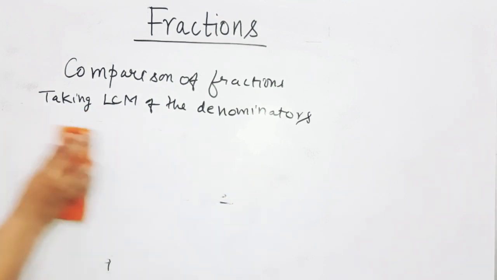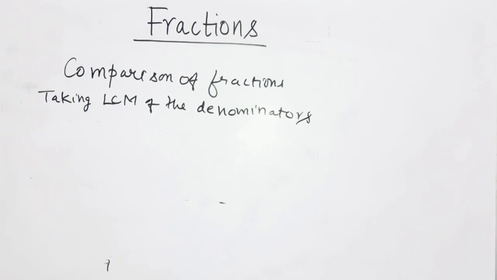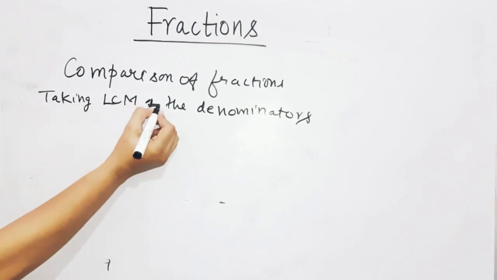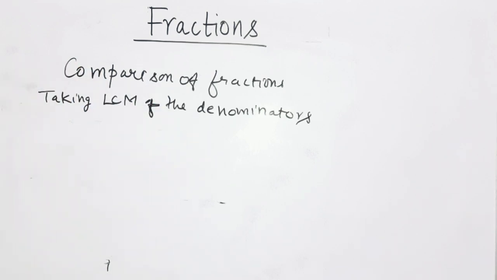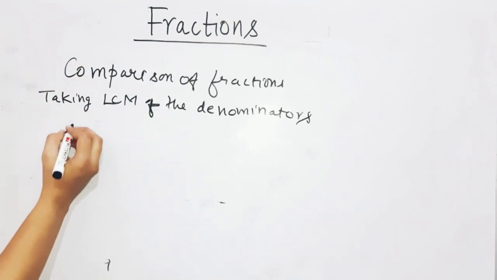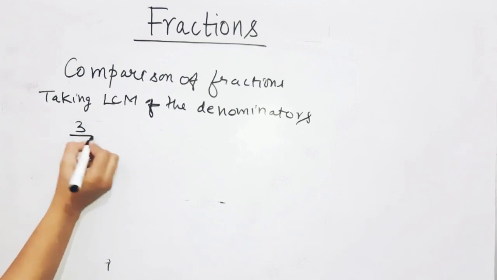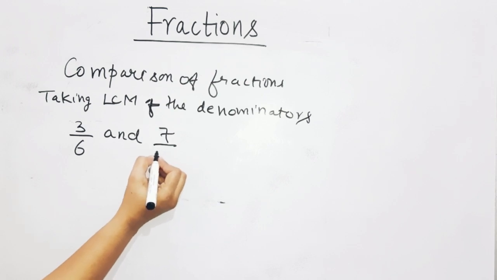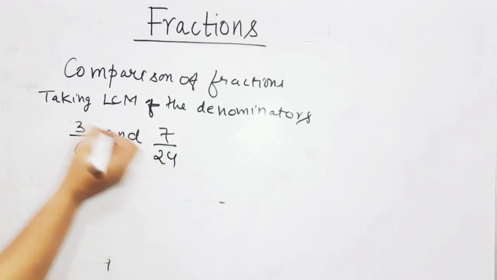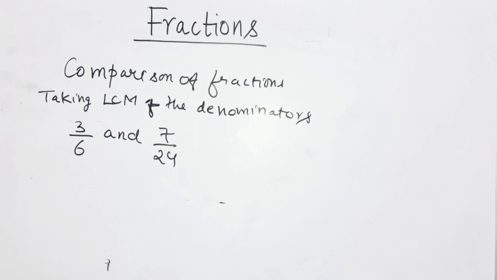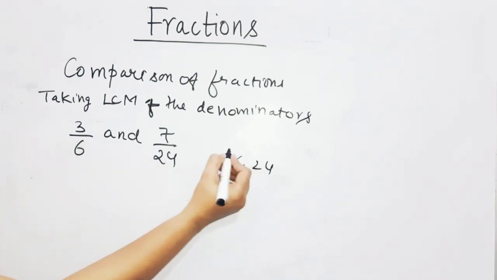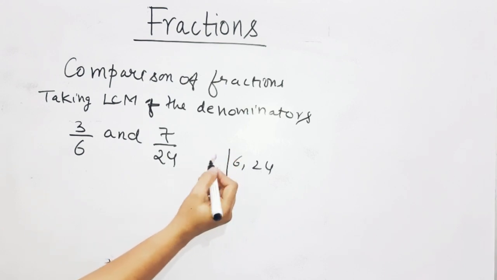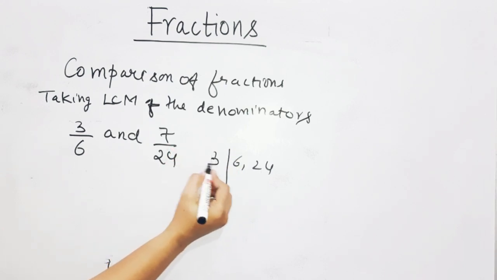Please pay attention. This is a concept based video, so I request all the students to watch it, because if you are going to skip the video, you are not going to understand anything. So the next example which I am going to take is 3 upon 6 and 7 upon 24, right? Now what is the LCM of 6 and 24? The LCM of 6 and 24 is 24 only, but I am going to solve it for you.